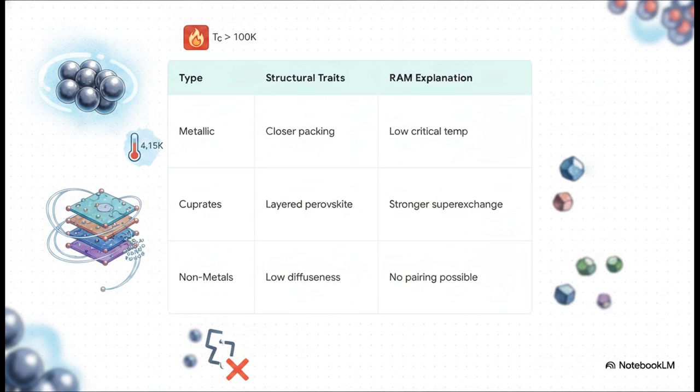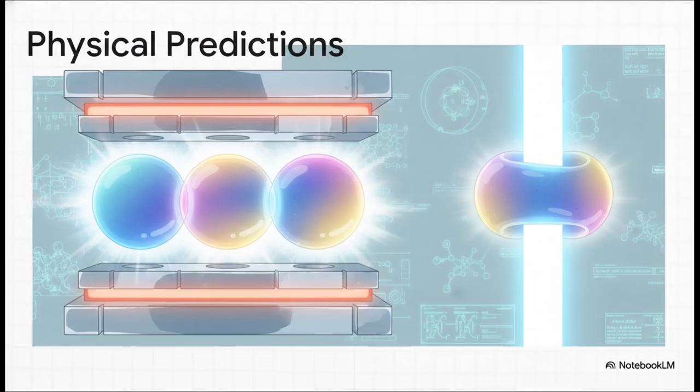But then you have the mysterious high-temperature cuprates. For these, the model leverages their layered, highly compressible perovskite structures. Their directional Gaussian overlap and string helicity allow for much stronger superexchange. And nonmetals? According to RAM, they just lack sufficient diffuseness for this kind of pairing to happen at any accessible temperature. All of these concepts build into actual, testable physical predictions.